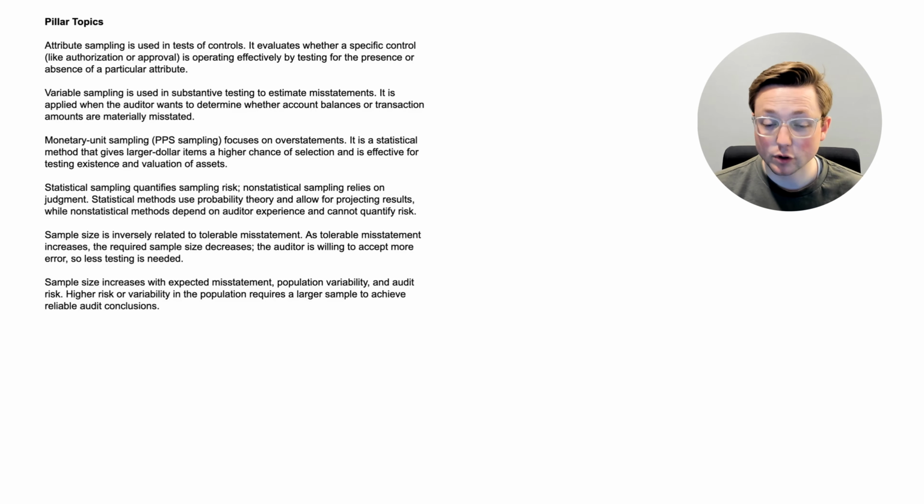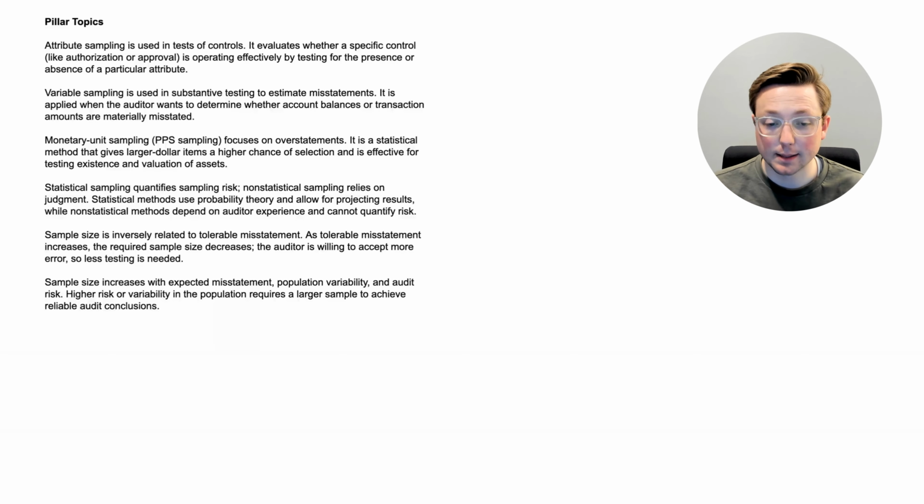Now let's talk about sample size. Sample size is inversely related to tolerable misstatement. So just to make sure that's clear, if tolerable misstatement is higher, sample size is going to be lower. If tolerable misstatement is lower, sample size is going to be higher. As tolerable misstatement increases, the required sample size decreases. The auditor is willing to accept more error, so less testing is needed.